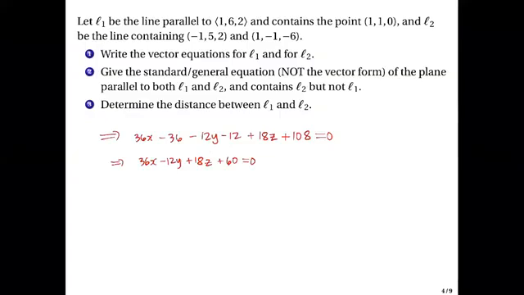And now, this is acceptable, but let us just reduce this. Look at this. You have 36, minus 12, 18, and 60. They are all divisible by 6. So if we divide everything by 6, if you divide this equation by 6, you will just have 6x minus 2y plus 3z plus 10, equal to 0. So this is the reduced form of the equation for the pi.